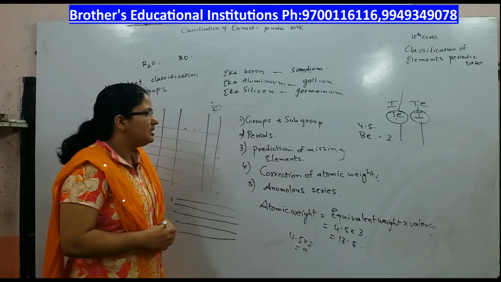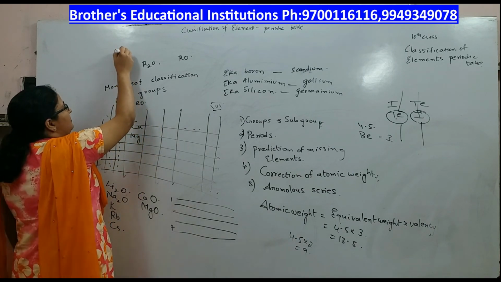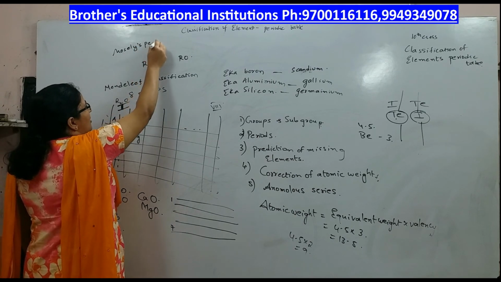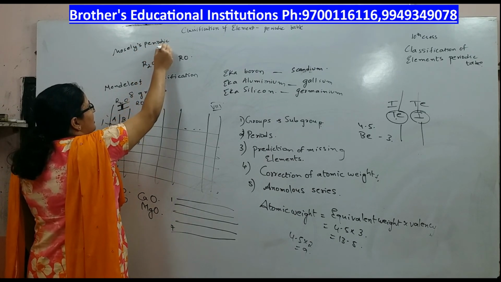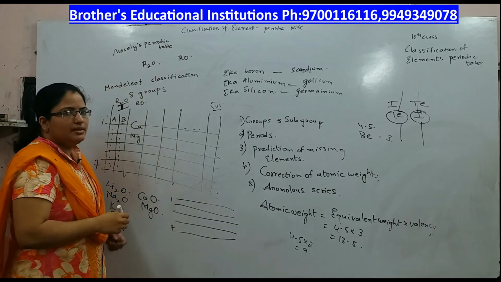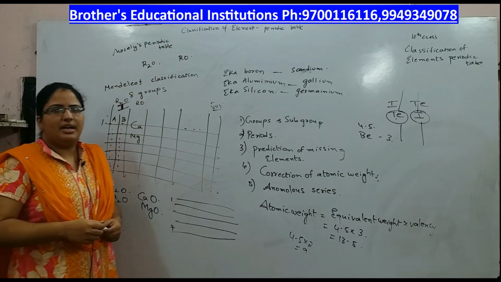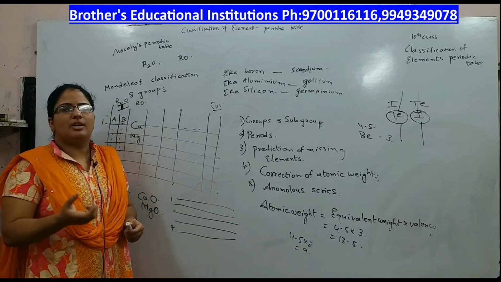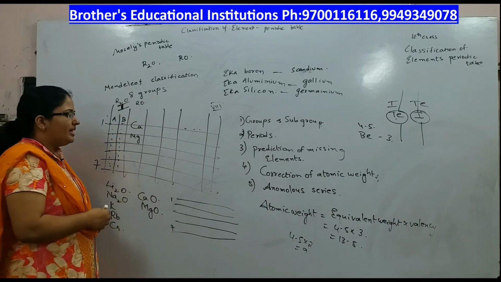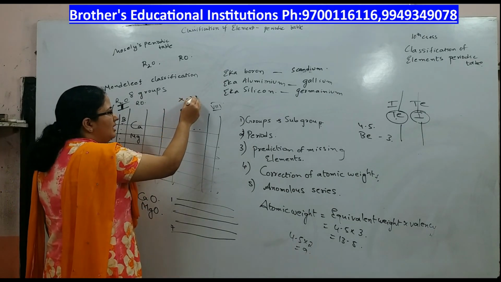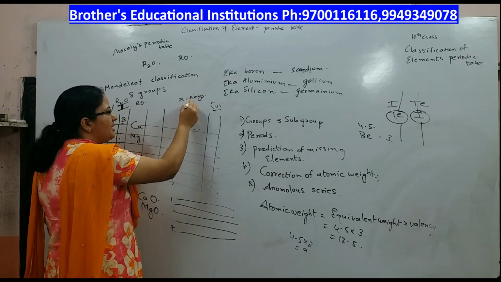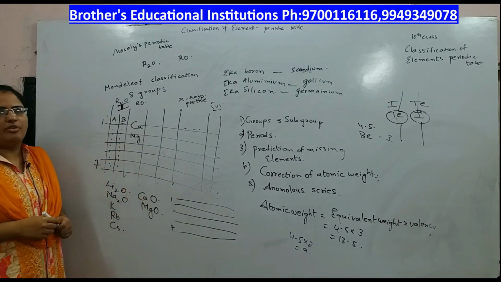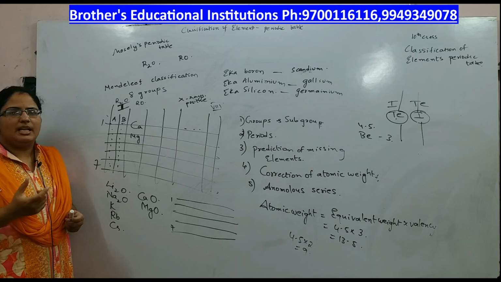The next classification is Moseley's periodic table. What Moseley did was observe that whenever elements are bombarded with high energy electrons, they give out a pattern of X-rays. Seeing the pattern of X-rays, he could find the number of positive charges present in the given atom. So the X-ray pattern showed the number of positive charges present in the atom.